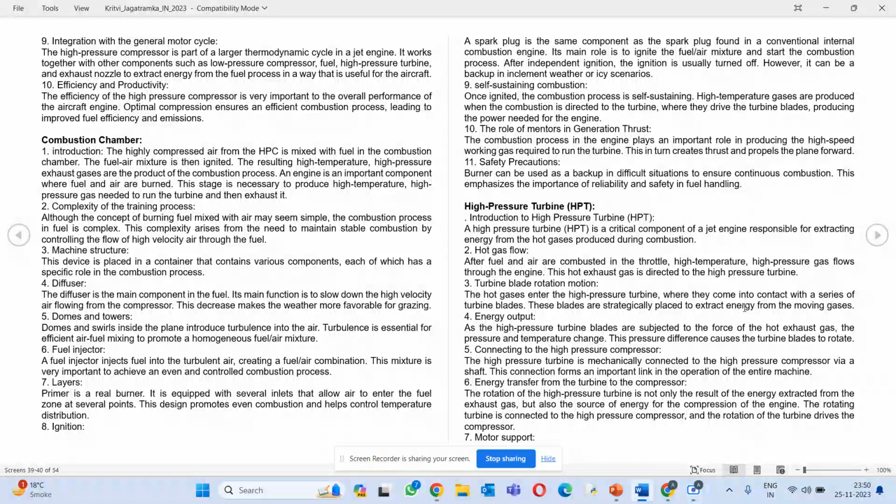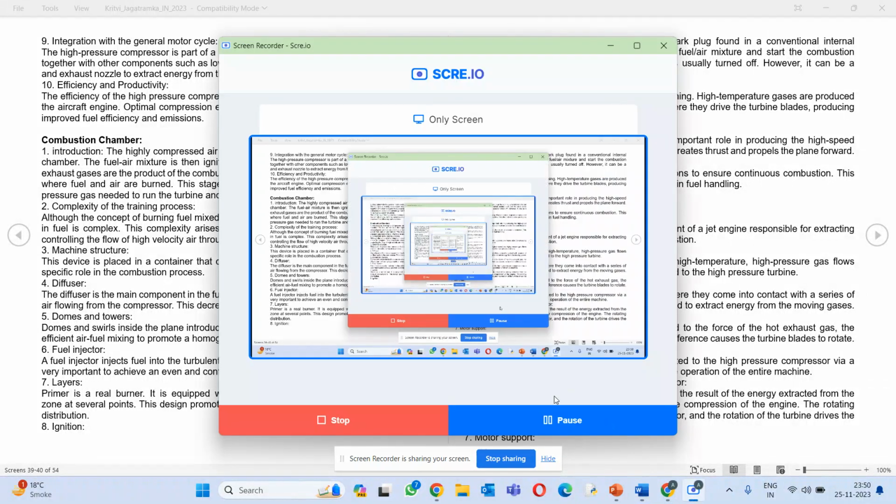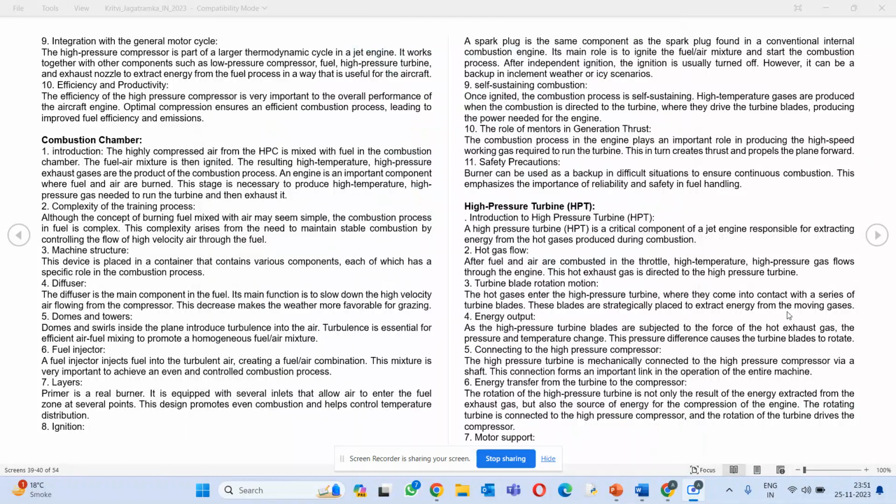Now let's talk about the high pressure turbine and the low pressure turbine. In the high pressure turbine, after the fuel and the air are combusted, high temperature and high pressure gas flows through the engine. This hot gas is directed to the high pressure turbine.